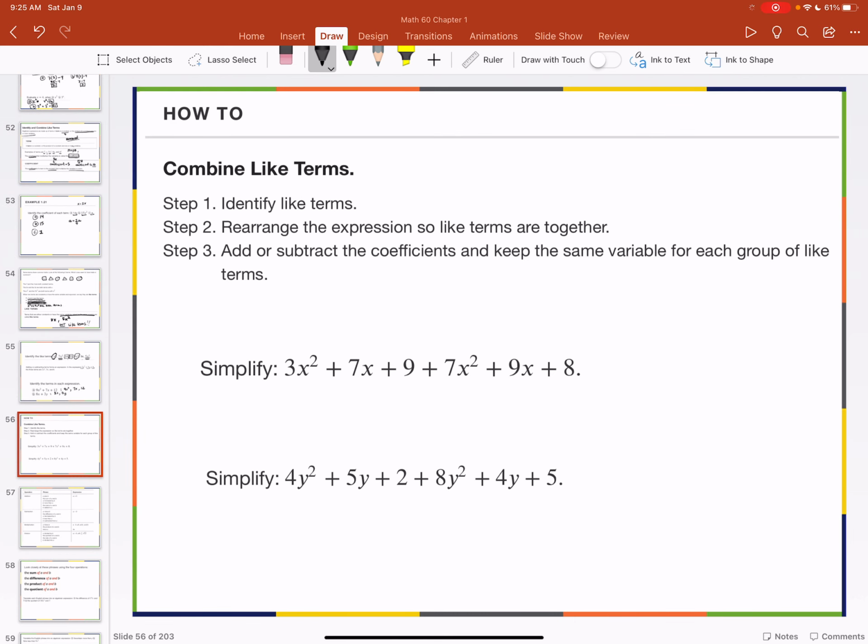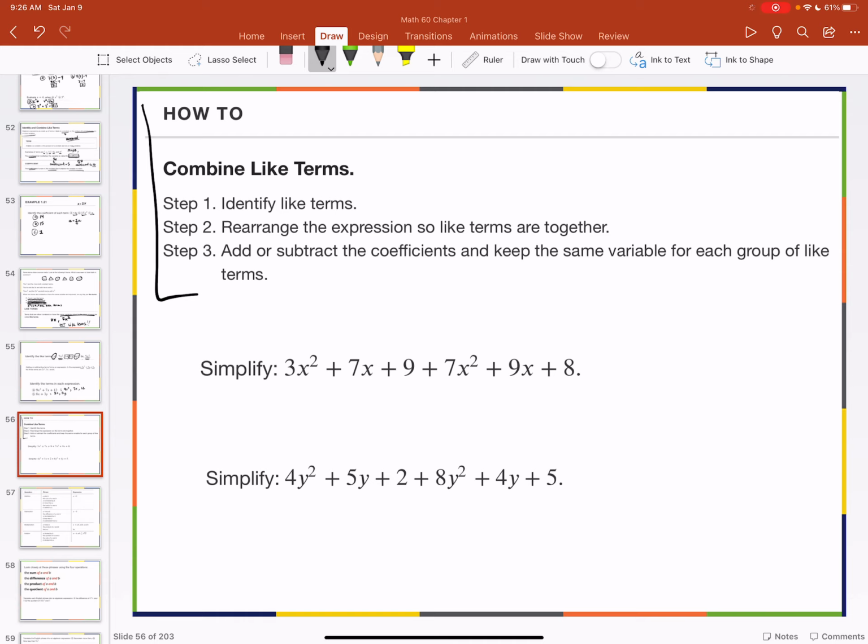So how do I combine like terms? Step 1, we identify them. Step 2, we rearrange the expression so the like terms are together. And step 3, we add or subtract the coefficients, and we keep the same variable for each group of like terms. Now, step 2 is optional because some people can do it without rearranging and some people can't. So it's up to you, really.